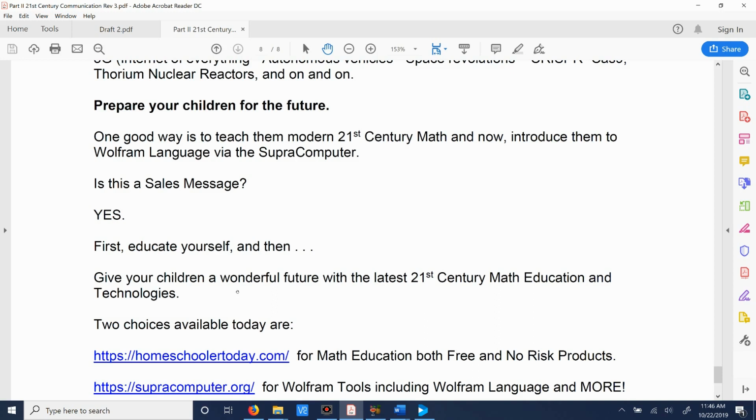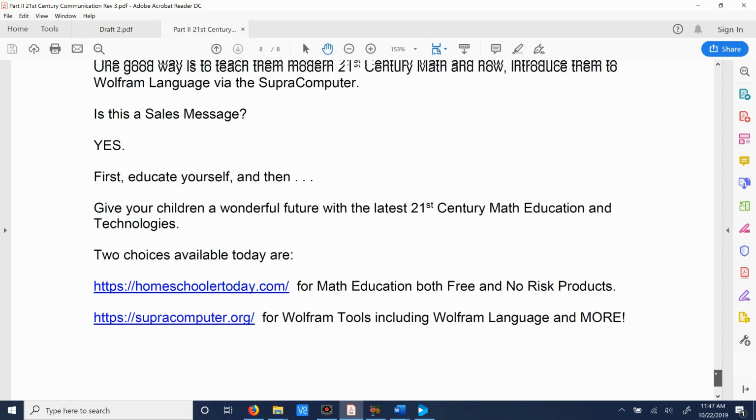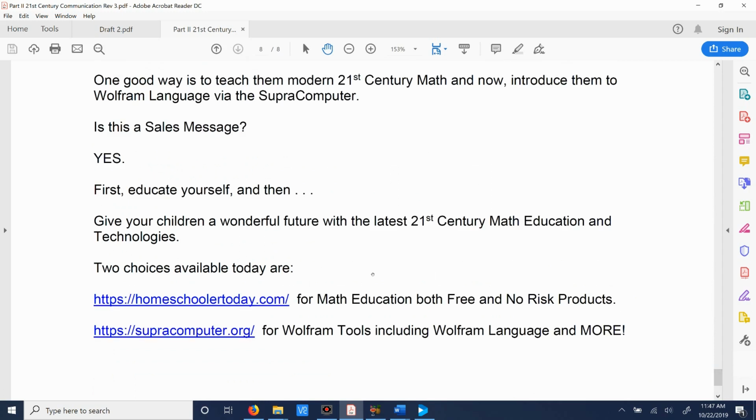And then I want you to take that education you've learned, what you've learned about the thing, and give your children a wonderful future using the latest 21st century math education and technologies like Wolfram Language and Wolfram Alpha. That's your responsibility. If you're a responsible parent or teacher, this is what you've got to do if you want your children to succeed. The children that are going to be taught these technologies are going to have tremendous lives.